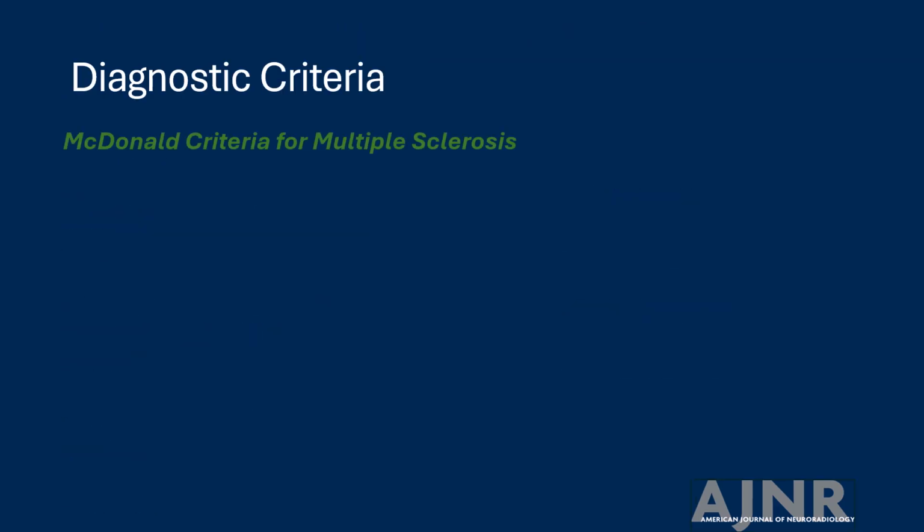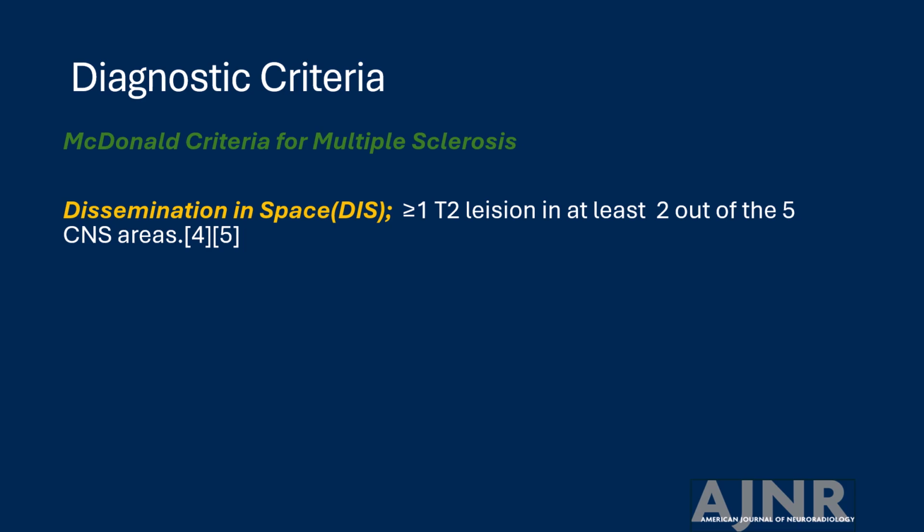How do we diagnose multiple sclerosis? The McDonald criteria is a widely accepted criteria used to diagnose multiple sclerosis. It is actually the clinical, the radiographic, as well as the laboratory criteria used to diagnose multiple sclerosis. And the McDonald criteria deals with two concepts. The first is dissemination in space.